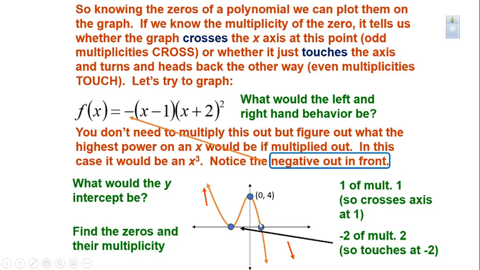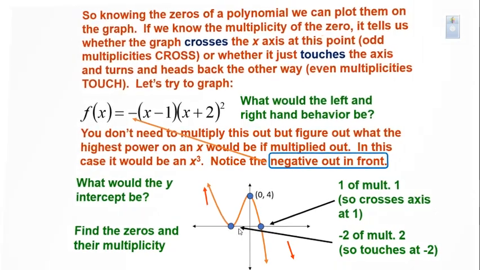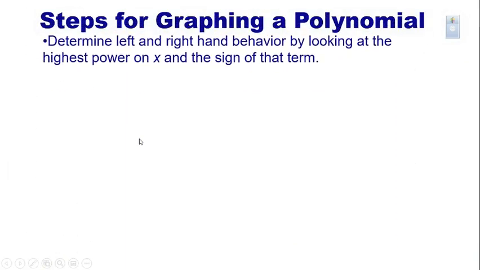So here are a few steps. Again, remember the multiplicity at 1 is 1, and the multiplicity at -2 is 2. And then here we have quick little sketch steps for sketching a graph.